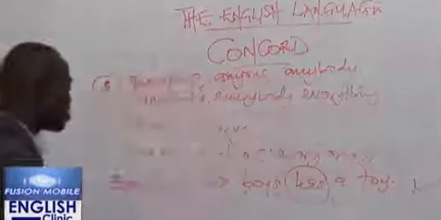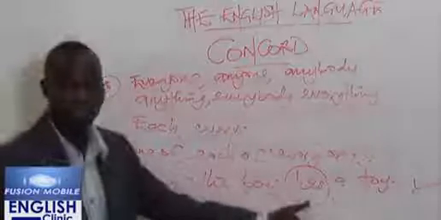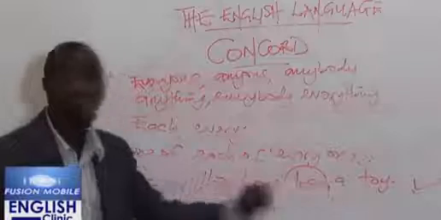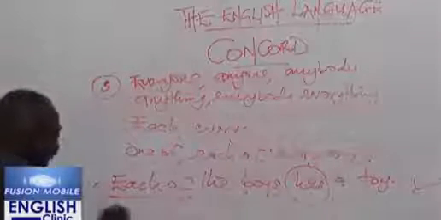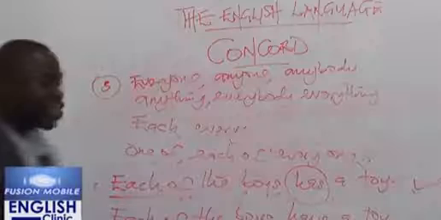So this sentence is grammatically what? Correct. Because we have each of. So the verb of what will be has. I cannot say each of the boys have a toy. That would be incorrect. I can say each of the boys has a toy.